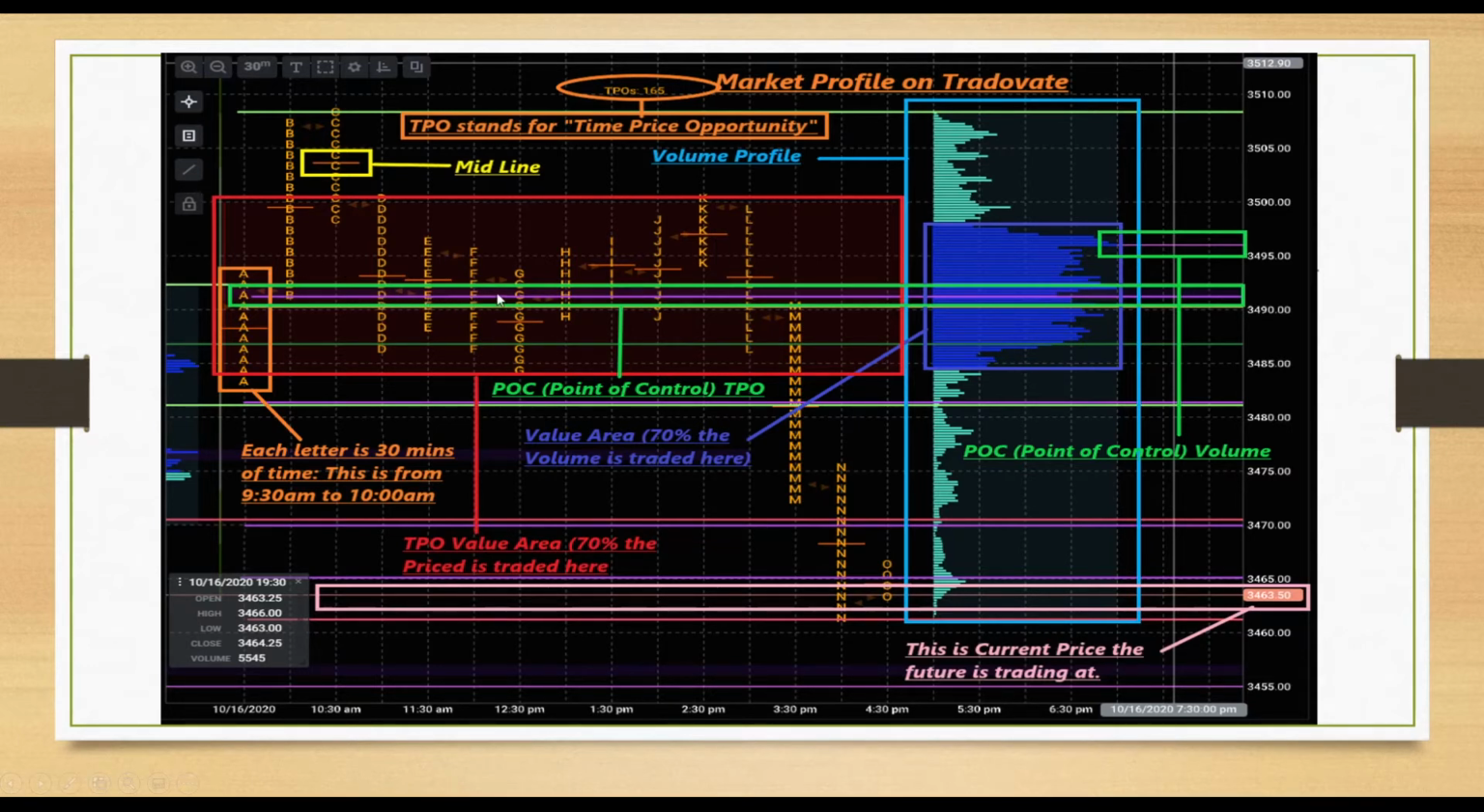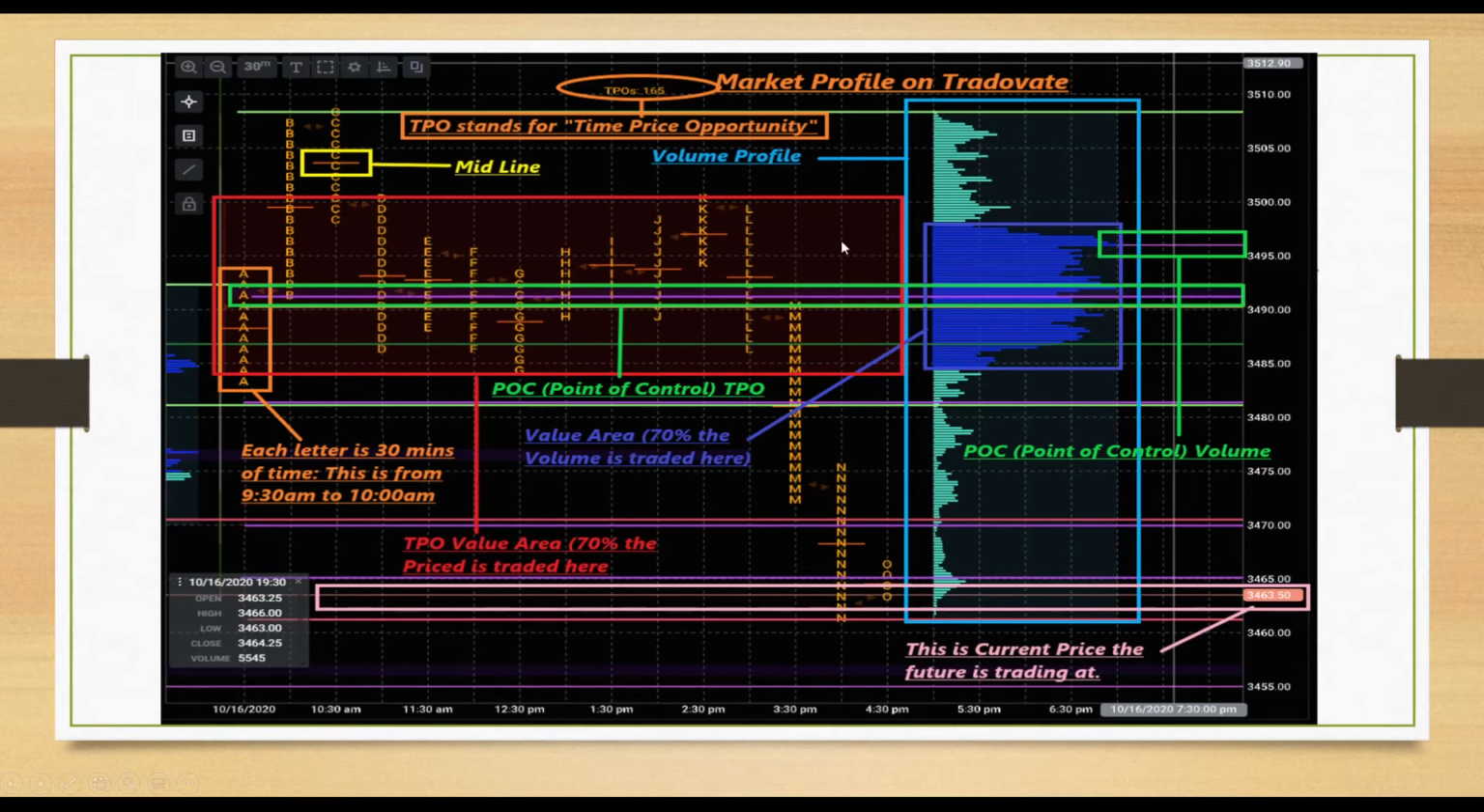Right there, point of control. That's where it spent most of its trading time at that price, which is at 34.91, I think. Kind of looks like it's just above that 34.90. So if you count, it's 1, 2, 3, 4, 5, 6, 7, 8, 9. So it's been 9 times it was in that area during the day. And over here in the volume, that's where it spent most. The orders were placed.